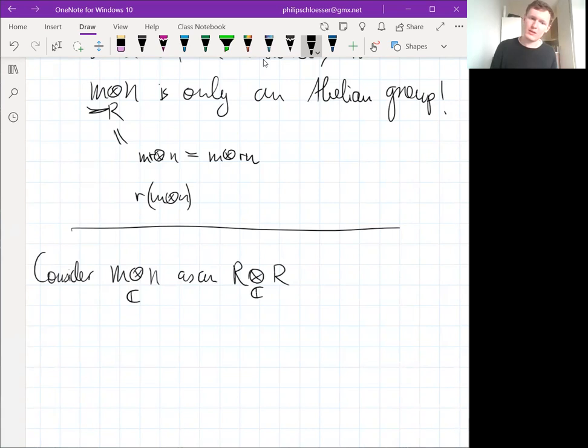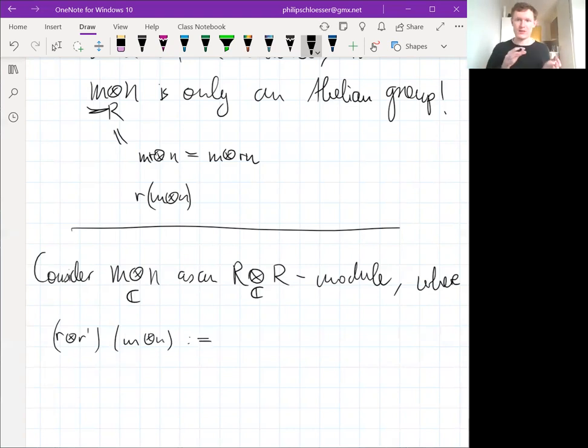As a module, where we can just take the left multiplication. We can just define it this way. Just say that the left thing acts on the left thing and the right thing acts on the right thing. So then you have Rm tensor R'n.